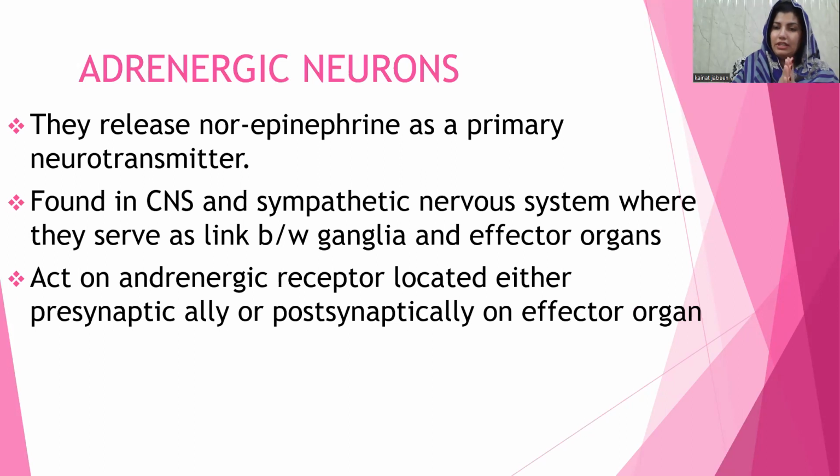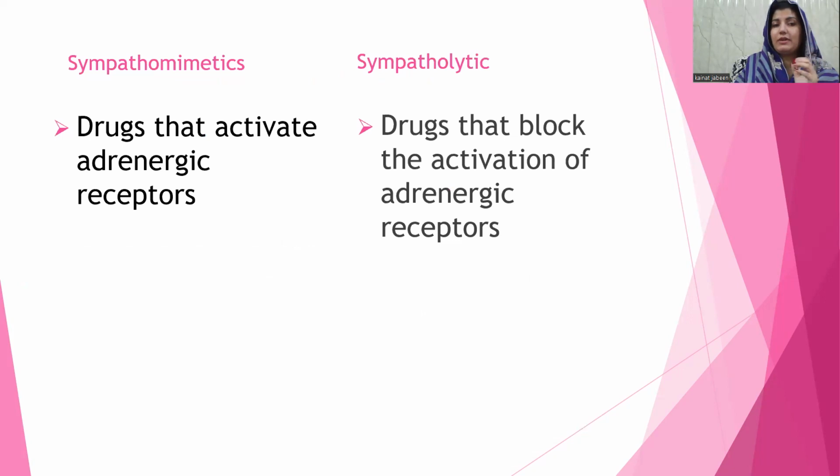Adrenergic neurons release norepinephrine as a primary neurotransmitter. As we know that cholinergic neurons are going to release acetylcholine. In the same way, adrenergic neurons release epinephrine and norepinephrine. And these receptors are present in the CNS, from where epinephrine or norepinephrine is going to be released. Second one, sympathetic nervous system. In both of them, they are present, and in effector organs, they are also present.